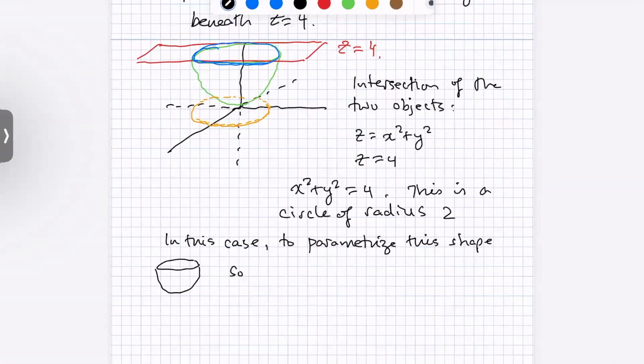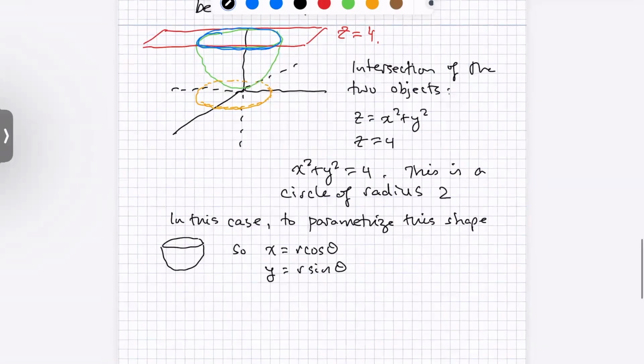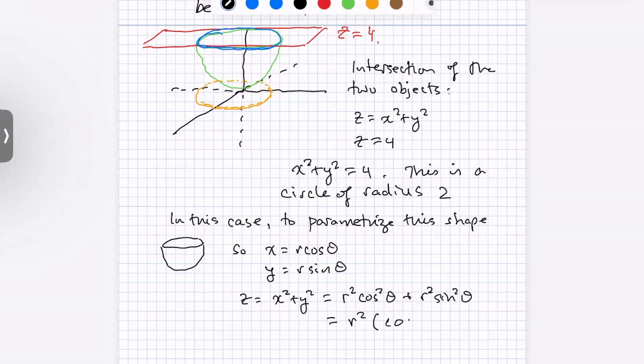So here, x, we're going to call r cosine theta, and y is r sine theta. Then z is equal to x squared plus y squared. So that's equal to r squared cosine squared theta plus r squared sine squared theta. And then I could factor out the r squared. I have cosine squared theta plus sine squared theta. So z is just simply r squared.